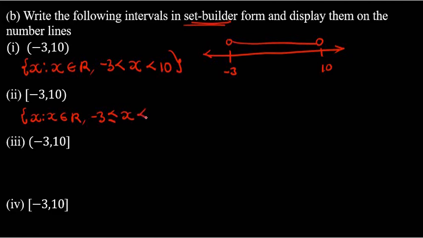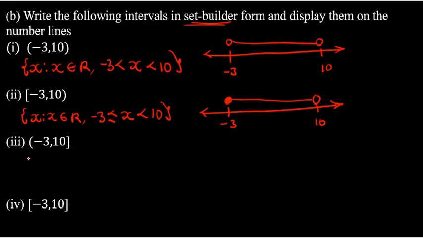Then x. Then 10 is not included. So it's just x is less than 10. For you to display this on the number line, you say -3, then 10. So where there is -3, it's included. So you put a full dot and this side open like that.